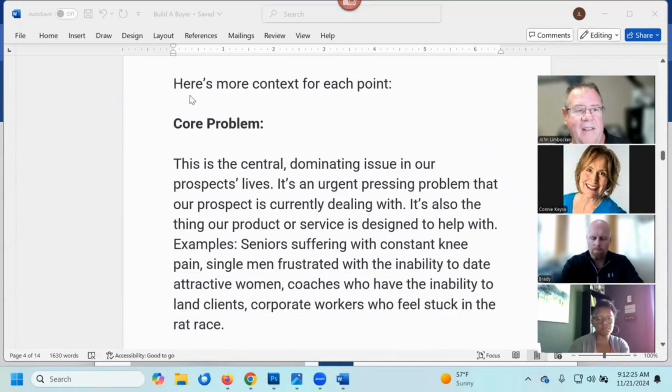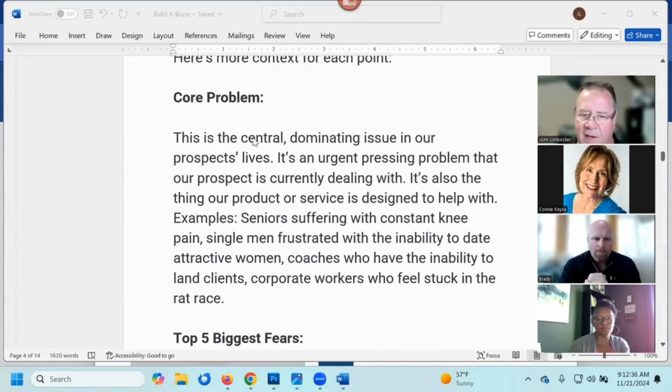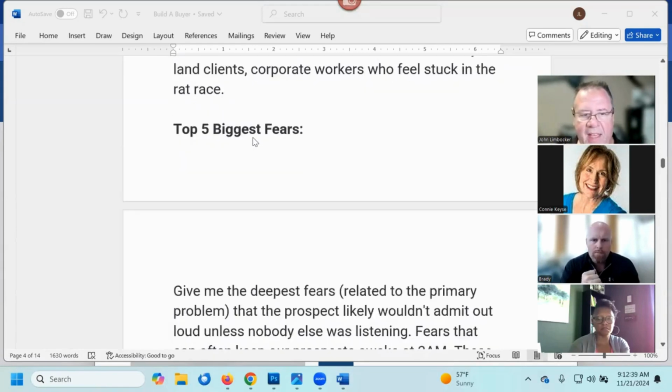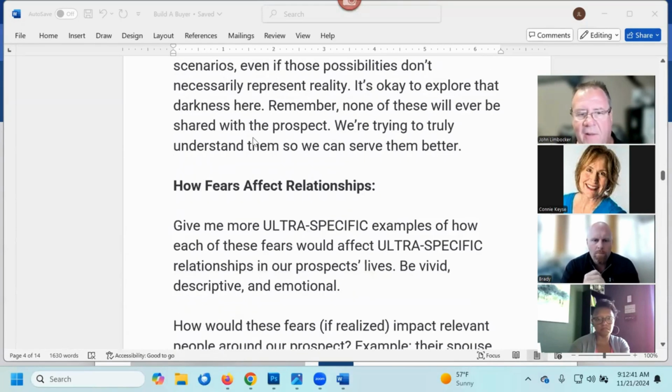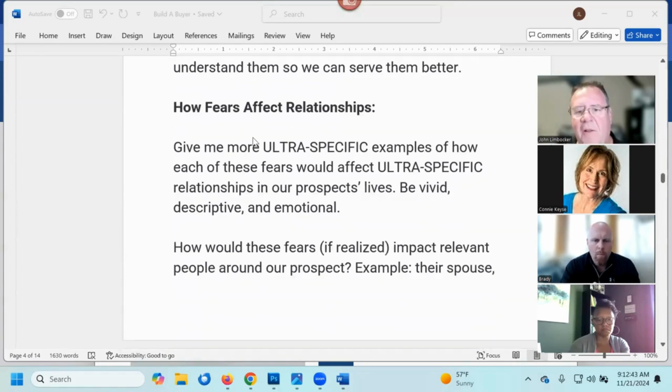Let's see. Here's more context for each point. So now I'm going back and I'm taking each one of those things that I just said and elaborating on it. And again, I don't need to probably read this out loud to you guys. You can follow along with it.